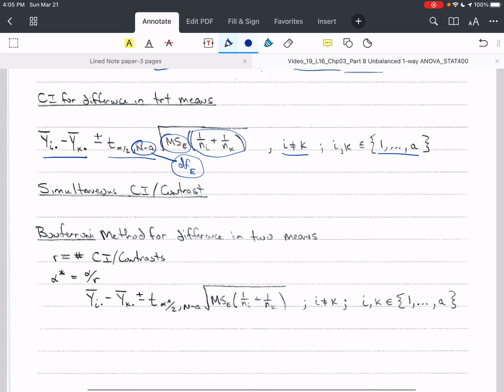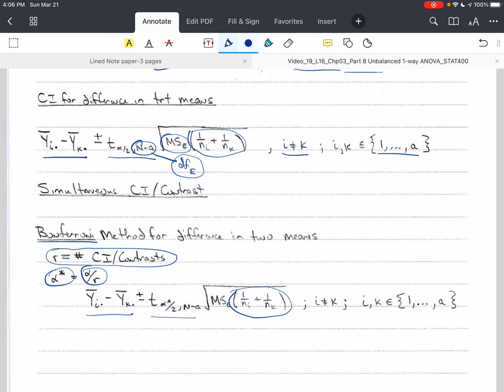Now, for the simultaneous confidence intervals or contrasts, we want to use the Bonferroni method maybe, and so we'll say R is the number of contrasts or confidence intervals that we want to calculate. We switch out alpha with alpha star, and alpha star is alpha divided by R, the number of comparisons we want to make. And then we have the same formula that we did before, except that instead of 2 over n, we have MSE times the sum of the reciprocal of the sample sizes again. Okay.